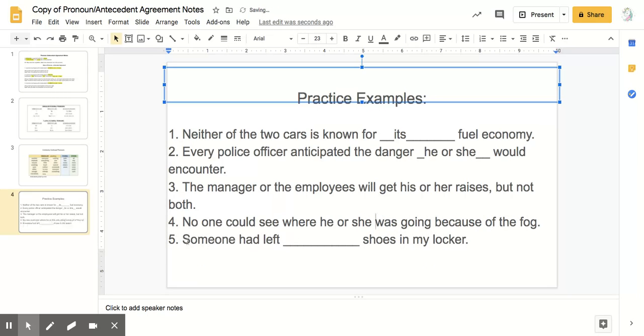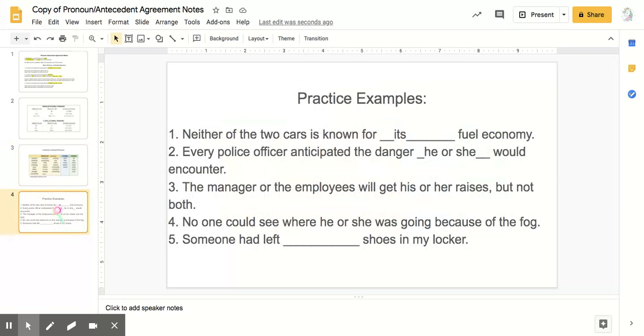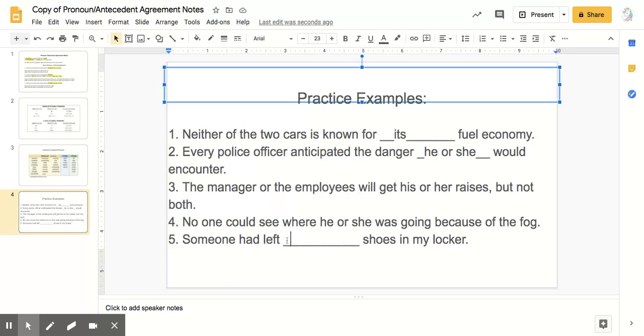All right, for number 5, someone had left blank shoes in my locker. Someone. This looks like our subject. Is it singular or is it plural? Here it is on our singular list right here. That means we need a singular pronoun. Someone had left, and again, we don't know the gender, so we will say his or her shoes in my locker.